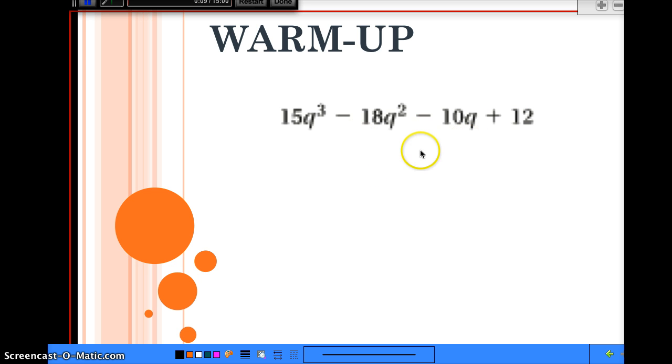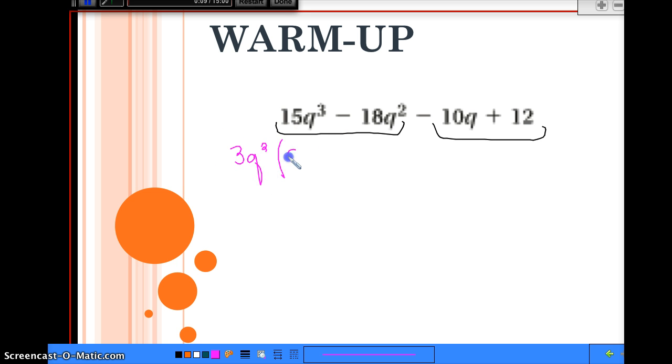This is a polynomial with 4 terms, and there is no GCF. I was thinking 3, but 3 does not go into 10 evenly, and 2 will not go into 15. So therefore, we're going to group it. Take the GCF out of each group. In the first group, the largest number you can take out is a 3 and 2 q's. 3q squared times 5q minus 3q squared times 6 would give me the first group.